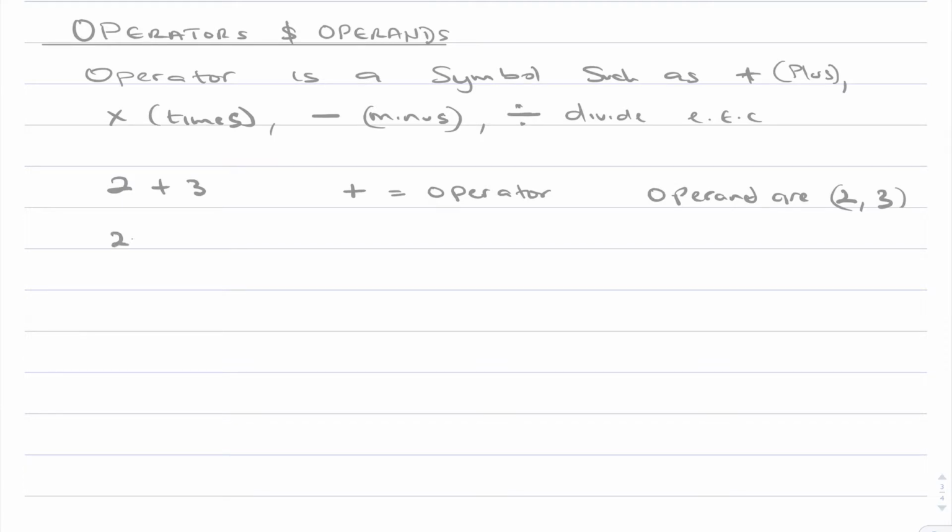What about 2x plus 4? The operator is plus. And the operands are 2x and 4. Those are the operands.